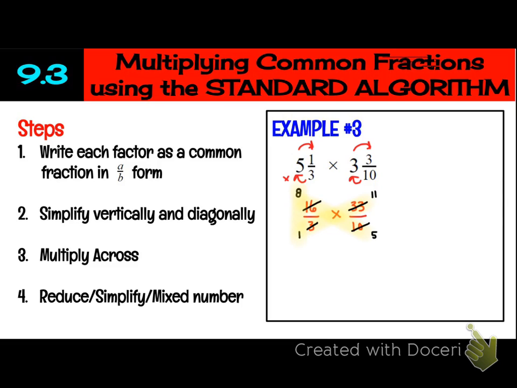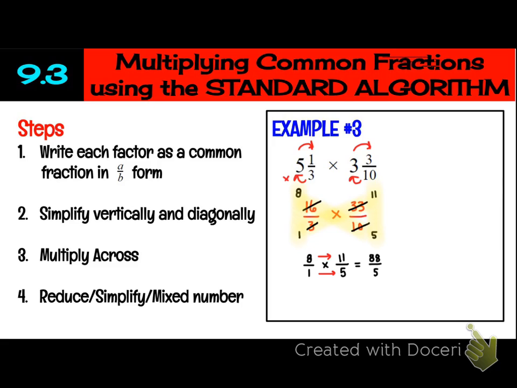Check my vertical numbers. 8 and 1. Nothing goes into both 8 and 1. 11 and 5 are both prime, so I can't simplify 11 and 5. So the problem I'm left with is 8/1 times 11/5. I know that 8 times 11 is 88. And I know that 1 times 5 is 5.